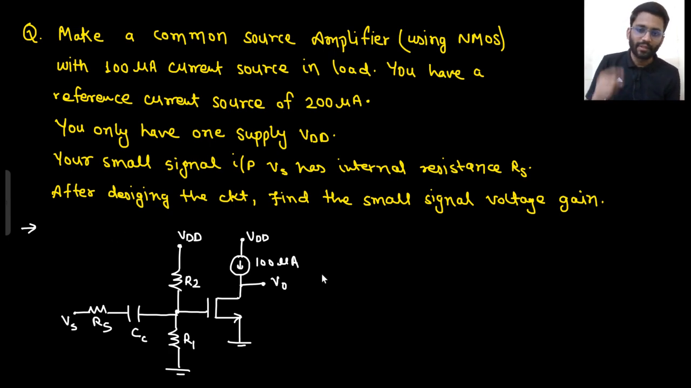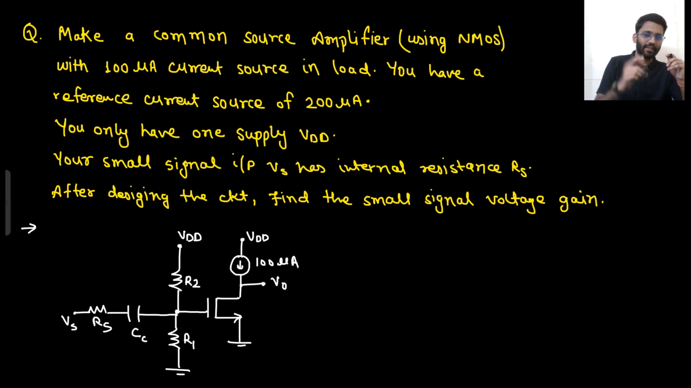And now after designing the complete circuit, you have to find the small signal voltage gain. Now this is not the final design. Why is it not the final design? Because you have to design this 100 microampere current source. So how will you design that? Using a current mirror circuit. Are you getting this point?